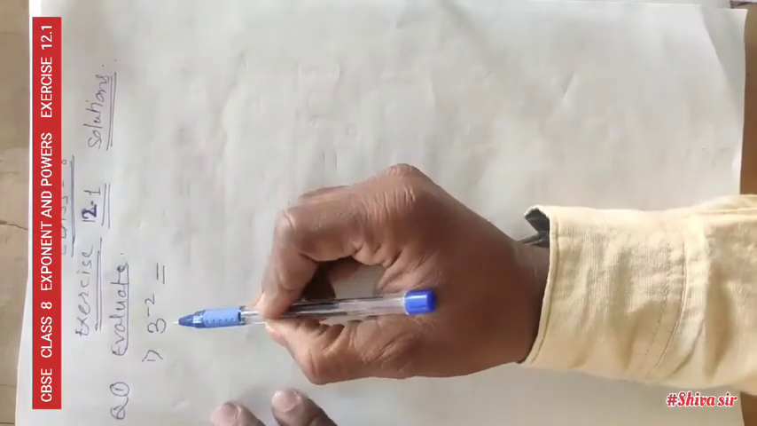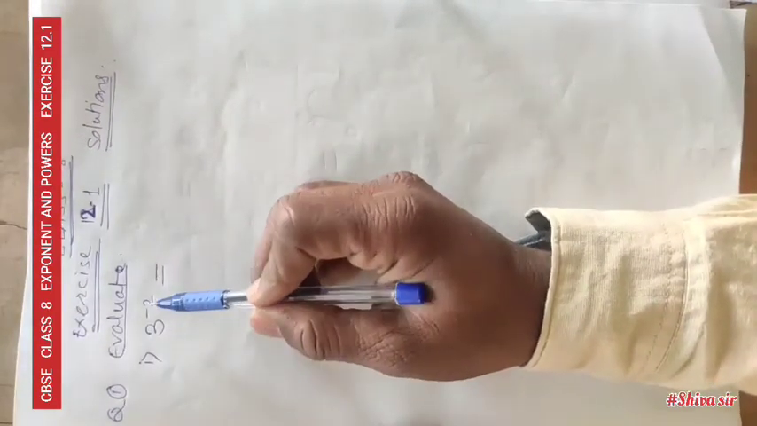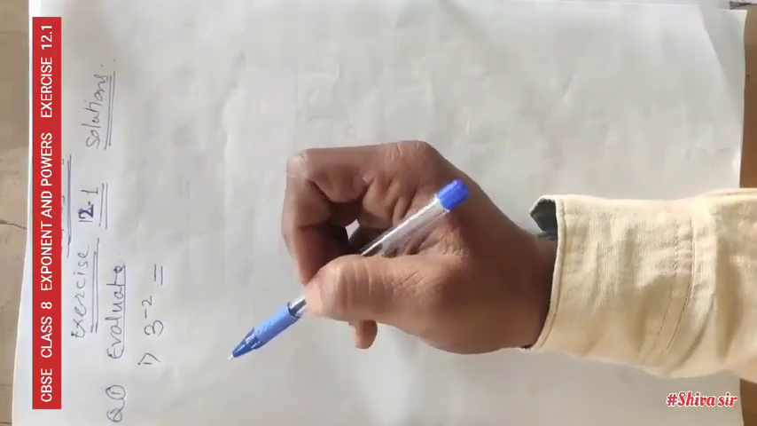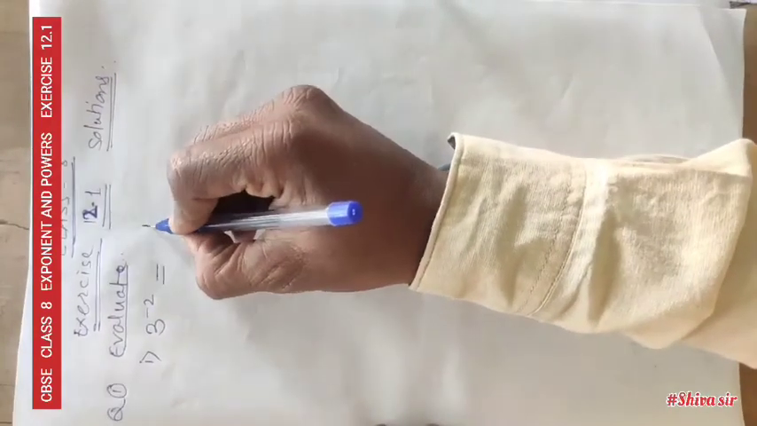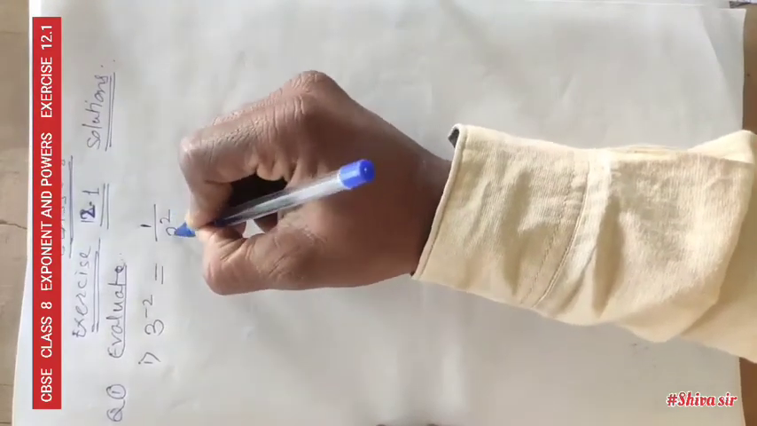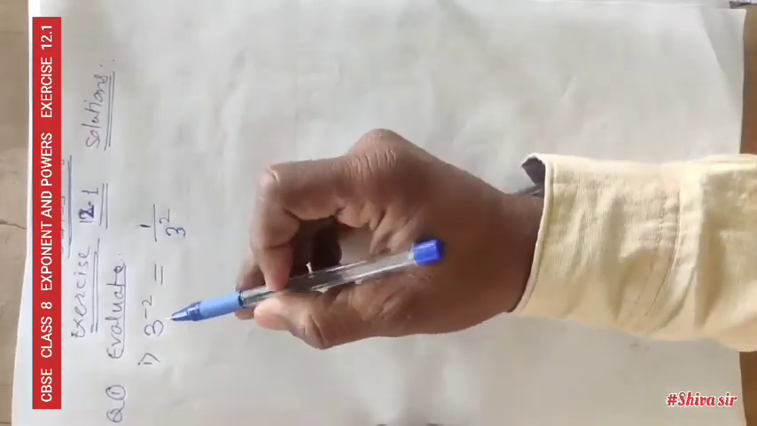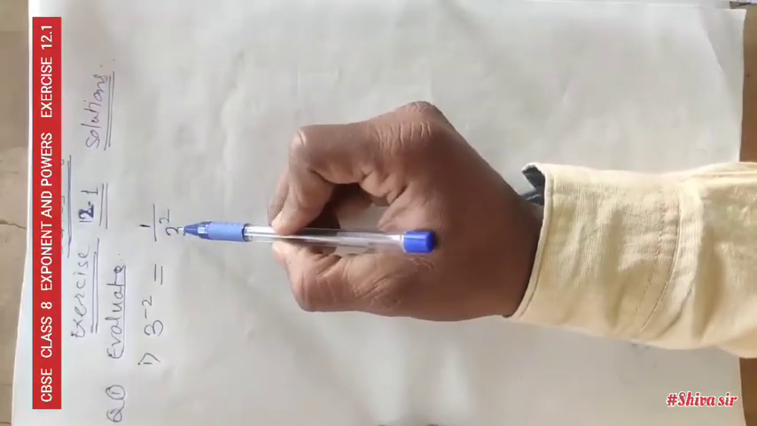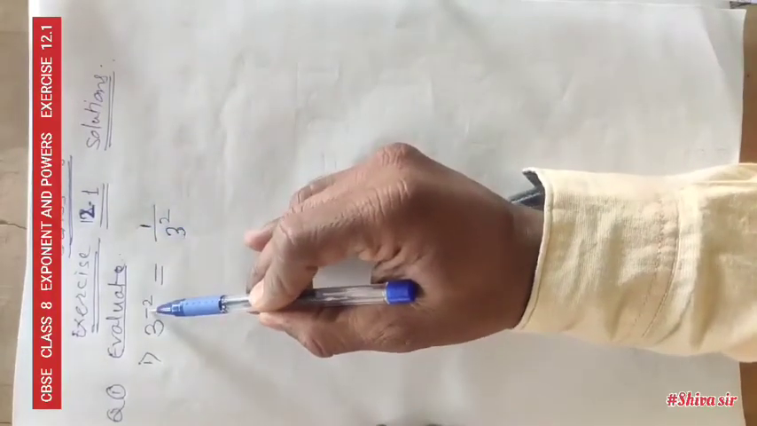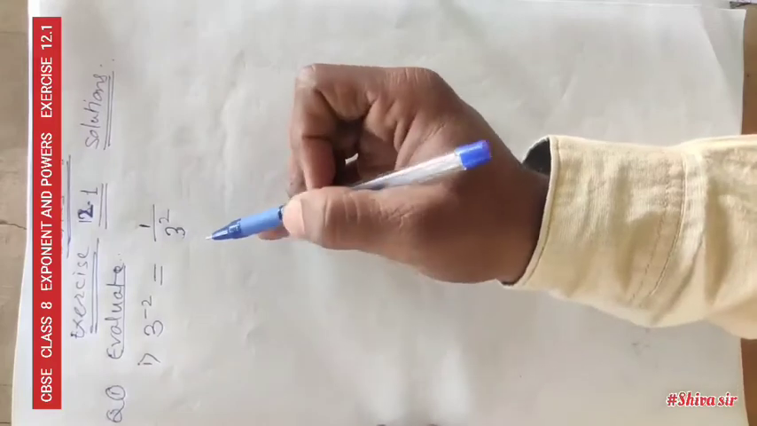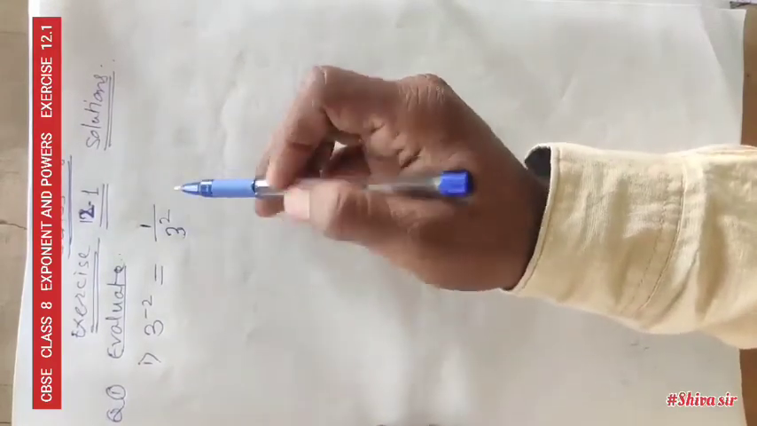In this example the base is 3 and the exponent is minus 2. Since the exponent is minus 2, we simply write 1 upon 3 square. When we write the expression as 1 upon 3 square, the negative exponent is converted into a positive exponent.